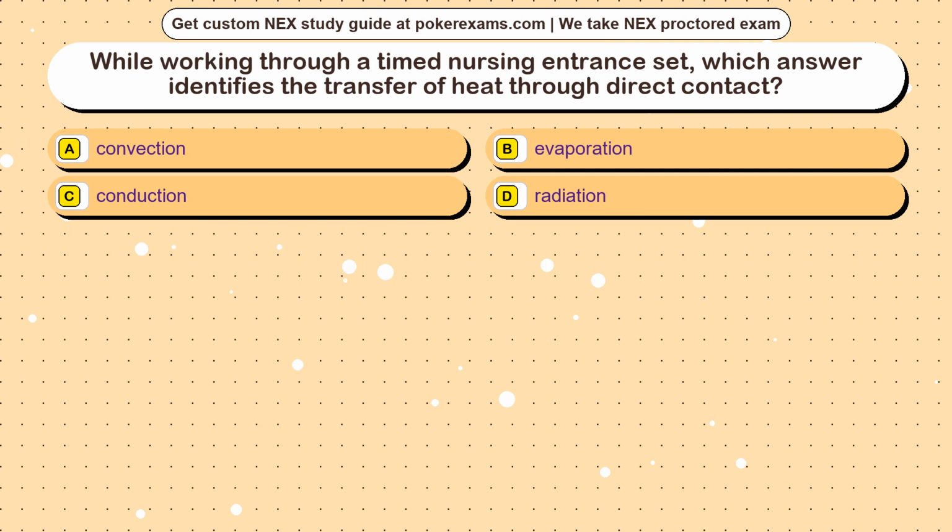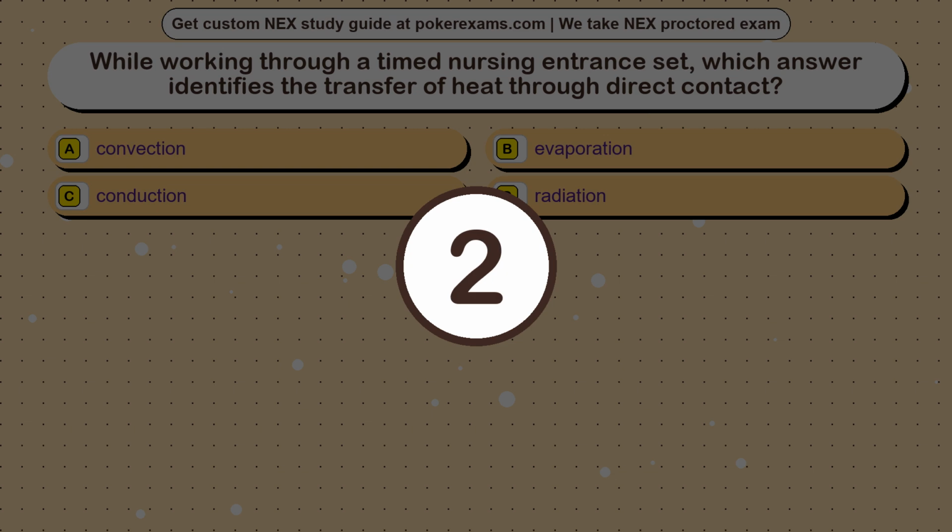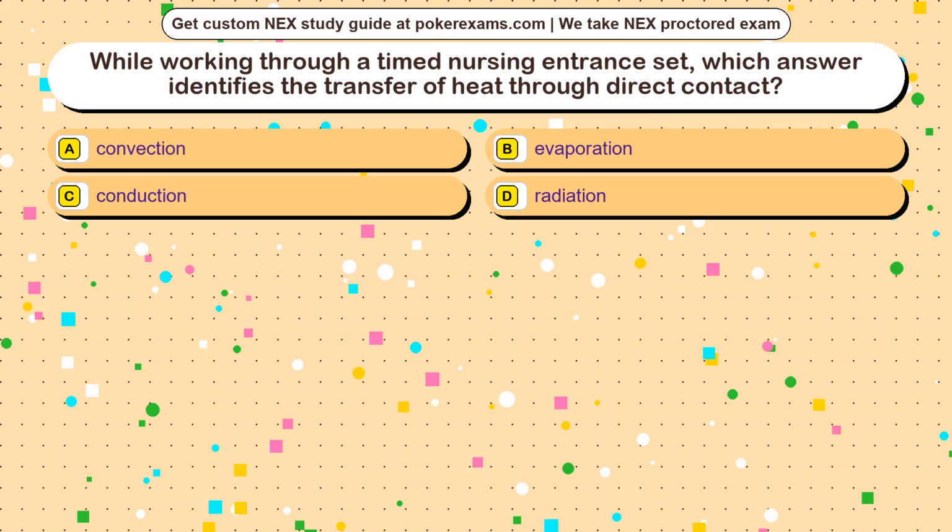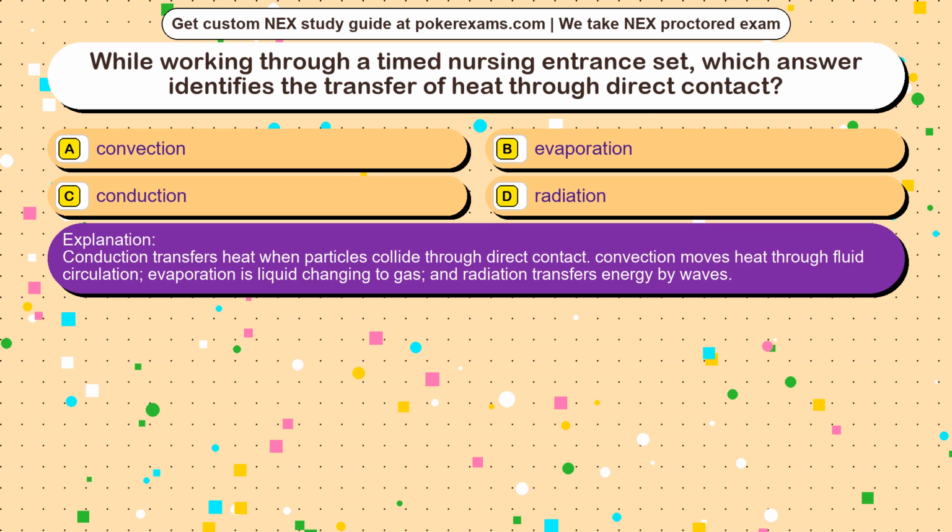Question 8. While working through a timed nursing entrance set, which answer identifies the transfer of heat through direct contact? Option A, convection. Option B, evaporation. Option C, conduction. Option D, radiation. The correct answer is option. Conduction transfers heat when particles collide through direct contact. Convection moves heat through fluid circulation, evaporation is liquid changing to gas, and radiation transfers energy by waves.